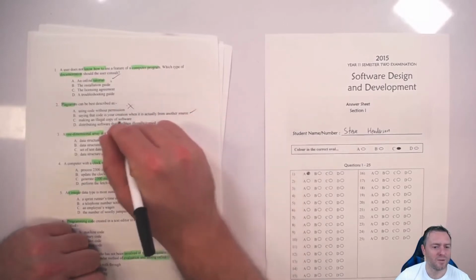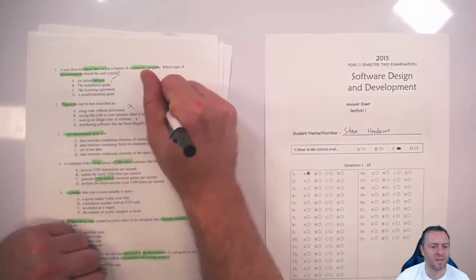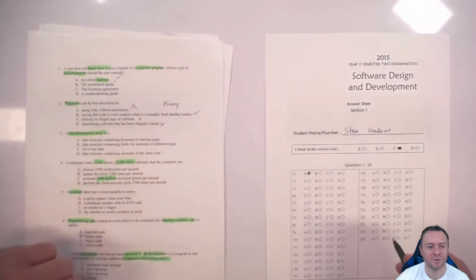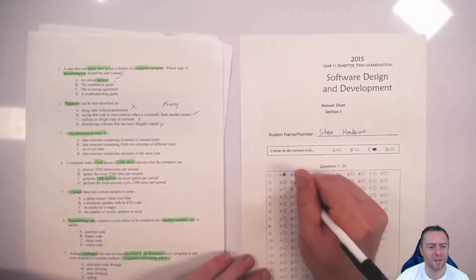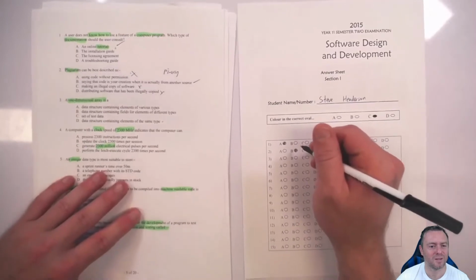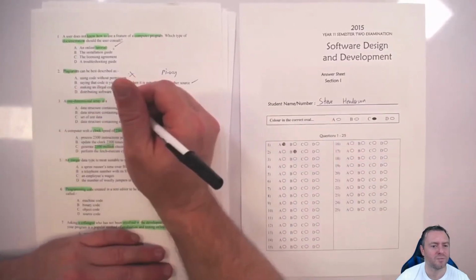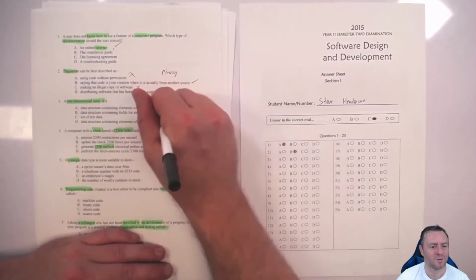Plagiarism, so when I'm reading through this, it's not the same as piracy. Piracy is when you use code without permission, an illegal copy of software, distributing the software illegally around, whereas plagiarism is when you use code that isn't your own from another source.